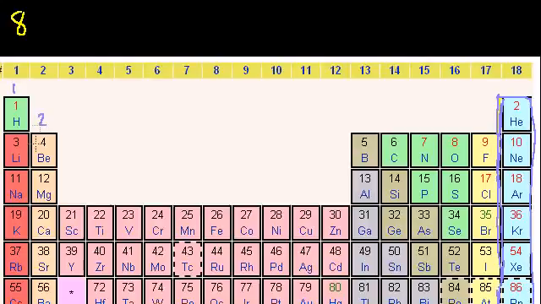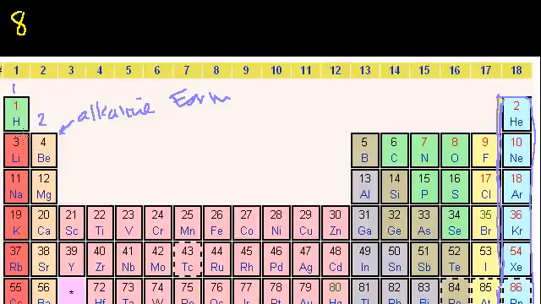This column right here is called the alkaline earth metals. So this is alkaline earth. These all have two electrons in their outermost shell. So remember, everyone wants to get to 8.